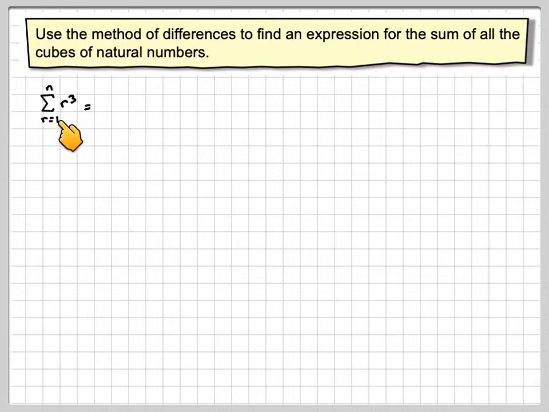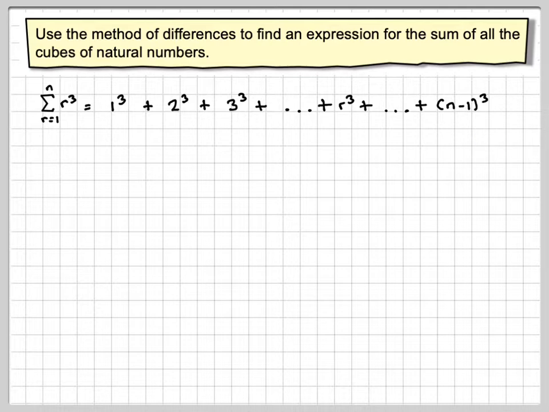Okay, so the sum from r equals 1 to n of r cubed is going to be 1 cubed plus 2 cubed plus 3 cubed plus some general term cubed, and then the last but one will be (n minus 1) cubed, and the last term will be n cubed.